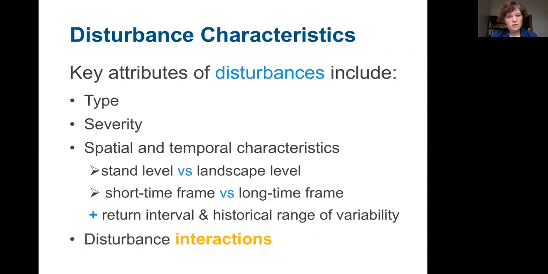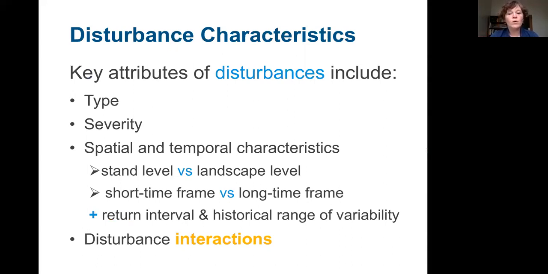So disturbance characteristics. There are key attributes of disturbances, and these include what type of disturbance it was. For example, fire, bark beetles. These are two examples of disturbances, or actually fire is an abiotic disturbance, and bark beetles are a biotic disturbance. So the type is really important. Then the severity. To stay with bark beetles and fires, a fire might burn very severely and kill a lot of trees, or it might be a low severity fire and only kill a small number of trees or just smaller trees. The same can go with bark beetles. So the severity is an important piece of this.